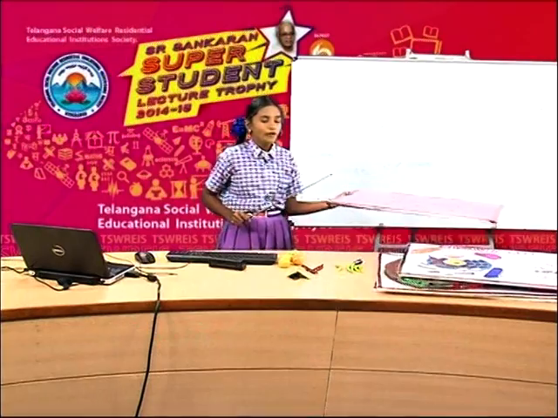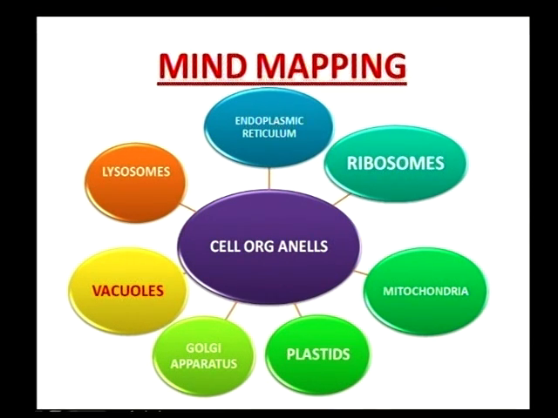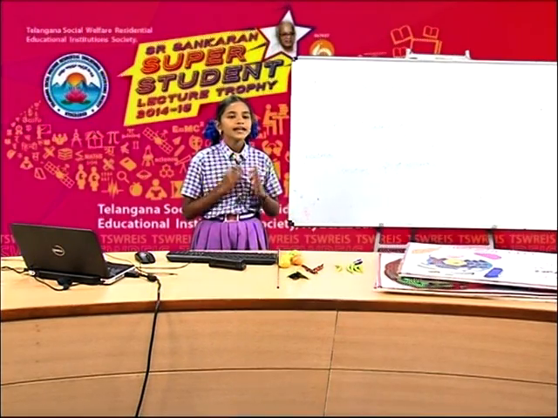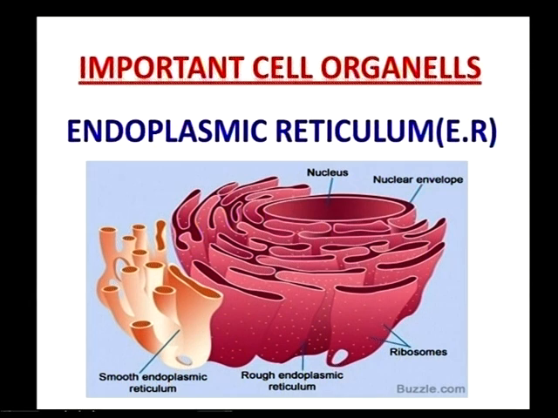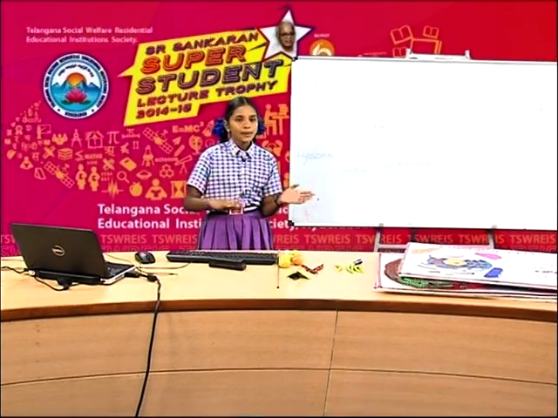Let's see in PowerPoint presentation. First, this is endoplasmic reticulum. Next, ribosomes, mitochondria, plastids, Golgi apparatus, vacuoles and lysosomes. Let's discuss about endoplasmic reticulum. Endoplasmic reticulum, ER. Endoplasmic reticulum is largest. The large network of membrane is called endoplasmic reticulum.